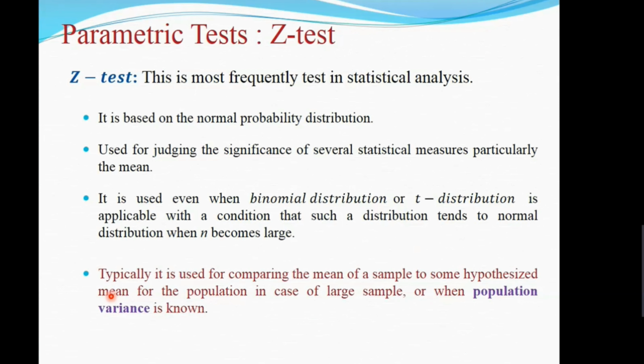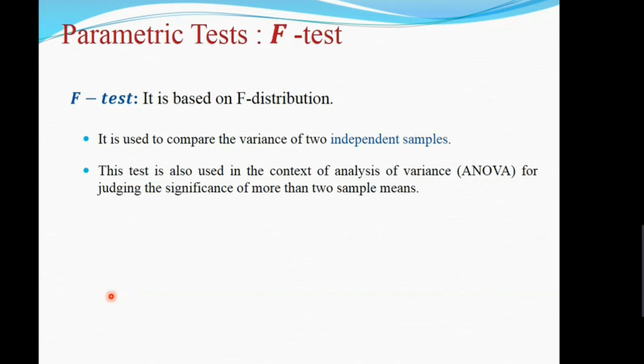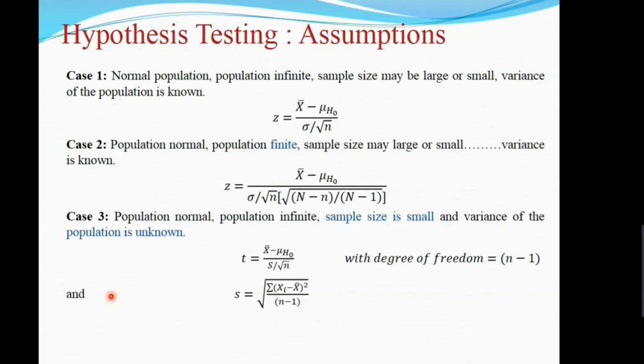Now we are going to see the procedure, meaning how to test if we have data. You see, these are the formulas. For Z test, case 1 is what we are doing here: normal population, population is infinite, sample size may be large or small, variance of the population is known. If variance is known, and we are comparing the mean, so what to do?